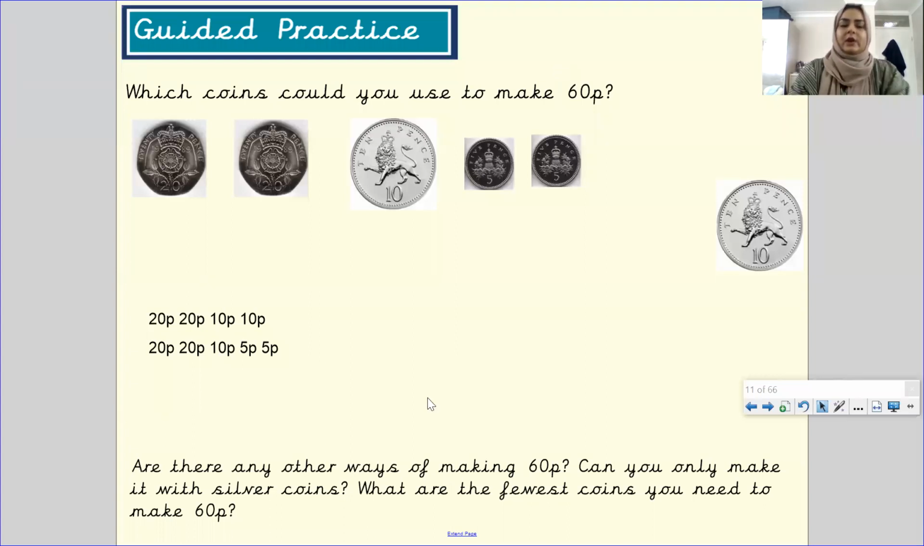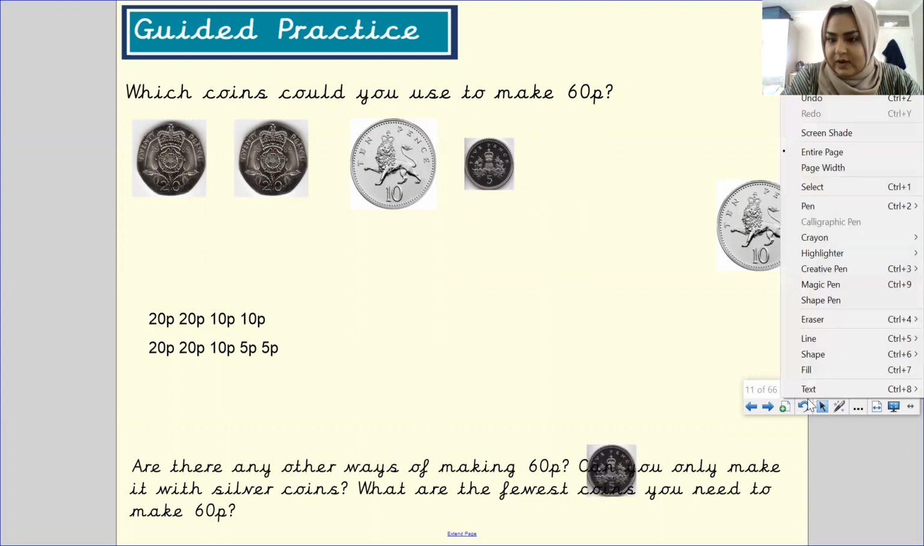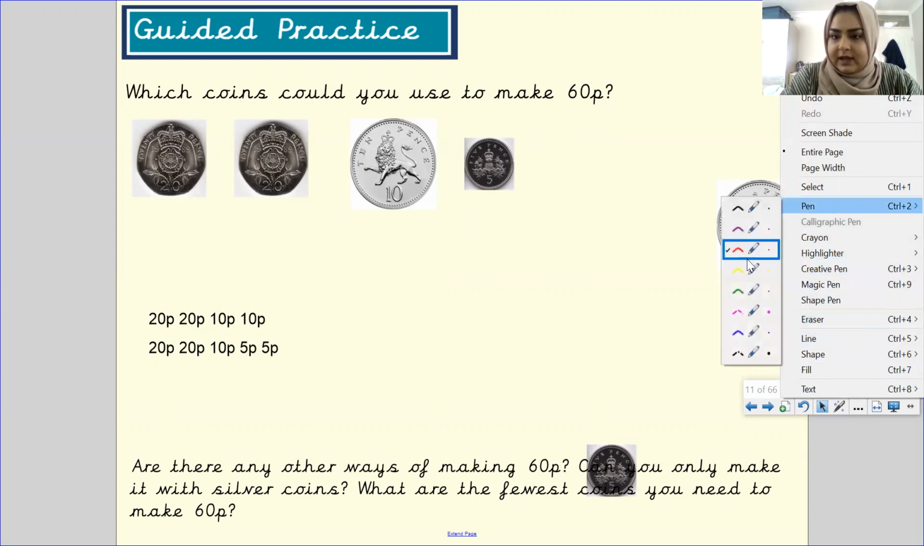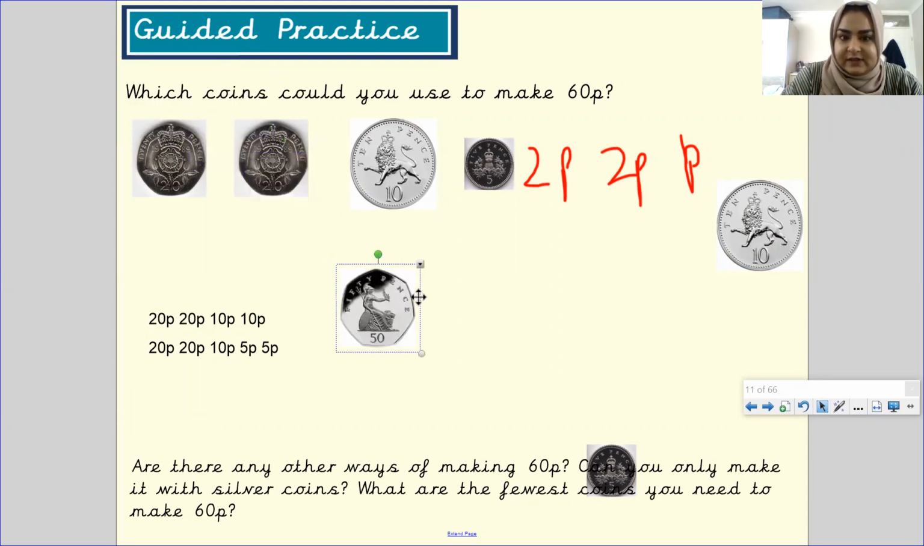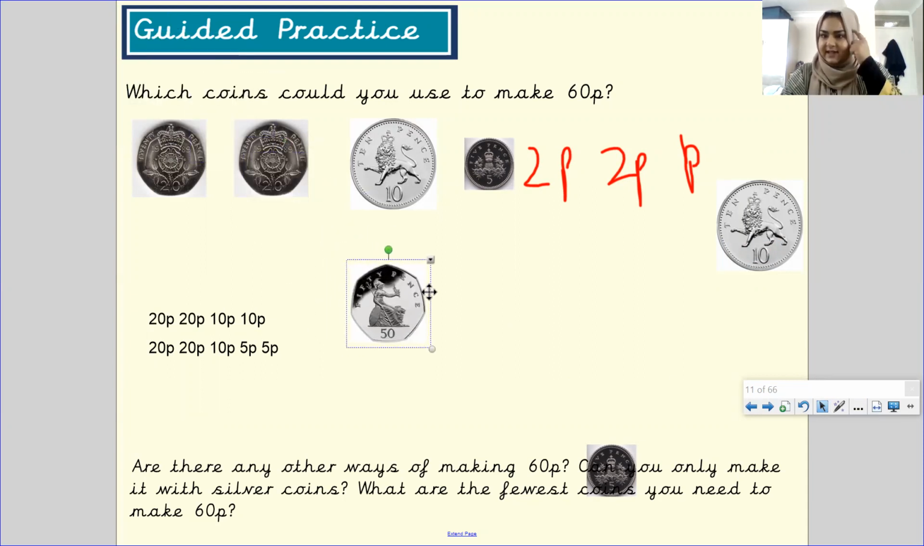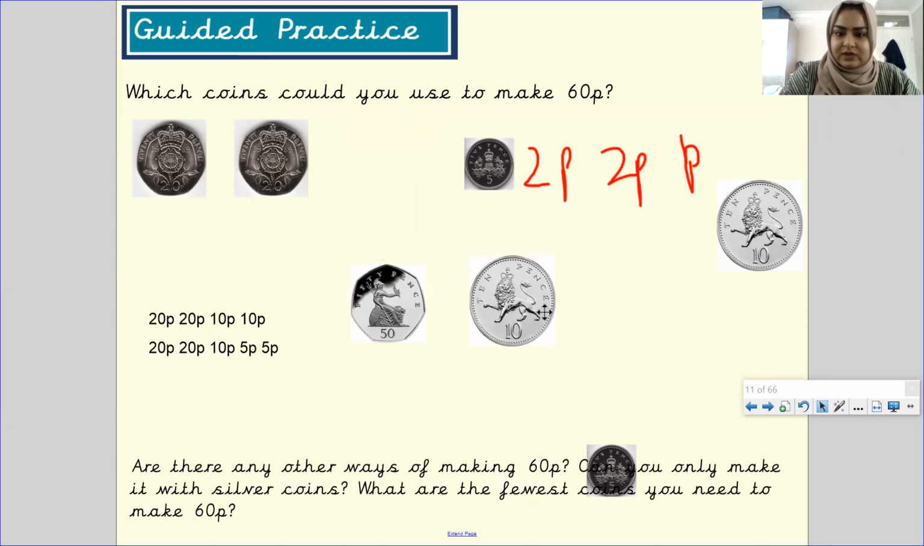Okay, fantastic. So you could use 1p's. So what you could do is, if you use copper coins, you could do 20, 20, 10, and then maybe you could do, let me get the pen, 2p, 2p, and 1p. That's a lot of coins, yeah. But then also what you could do is you could use a 50p. So 50, add 10 more, make 60.